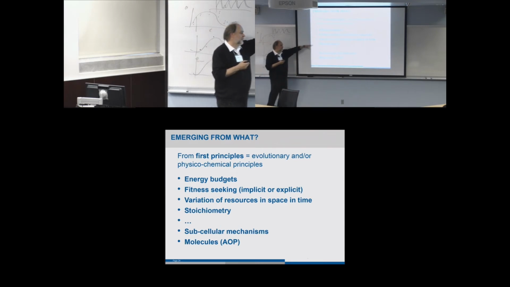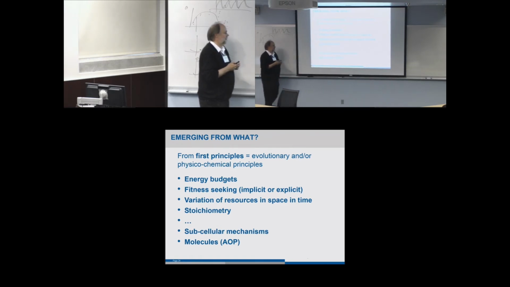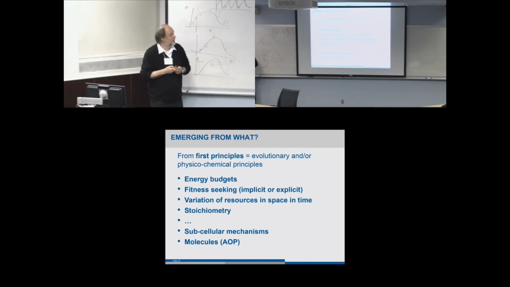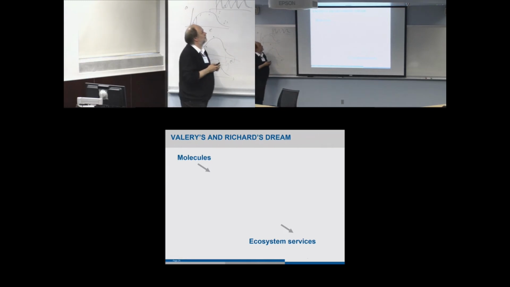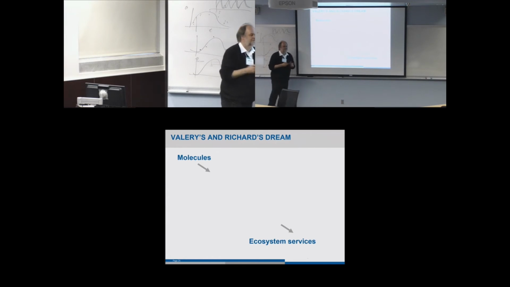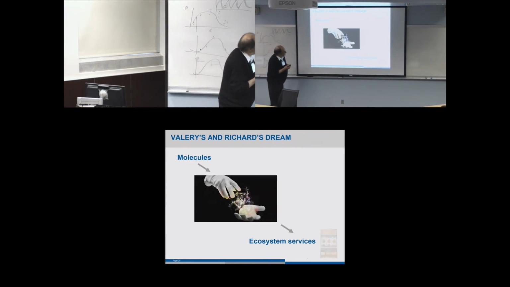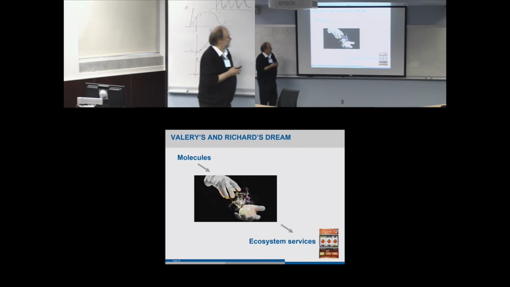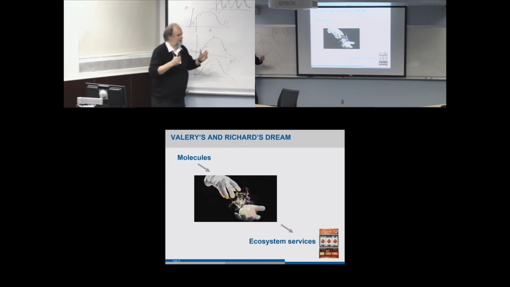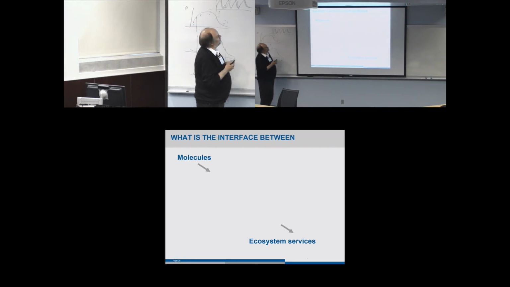And here, maybe we add to this list. So far, my list went up to here. So now maybe we add subcellular mechanisms. So, Valerie's and Richard's dream: molecules to ecosystem service. Piece of cake, right? You do some magic trick, and then you get your 3 numbers characterizing perfectly the ecosystem service. This is a dream. But what is the interface between molecules and ecosystem services? So where does it link?